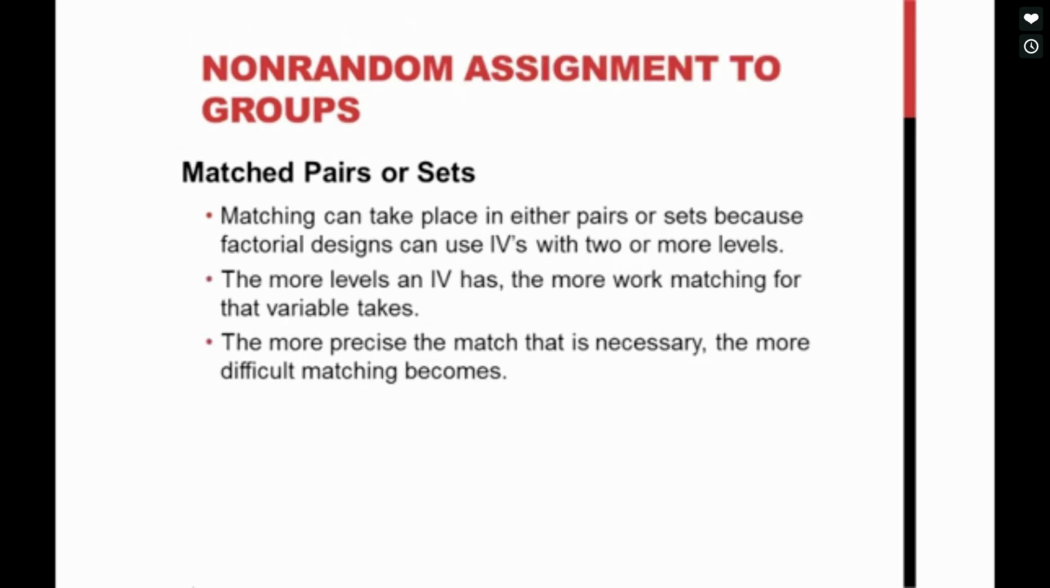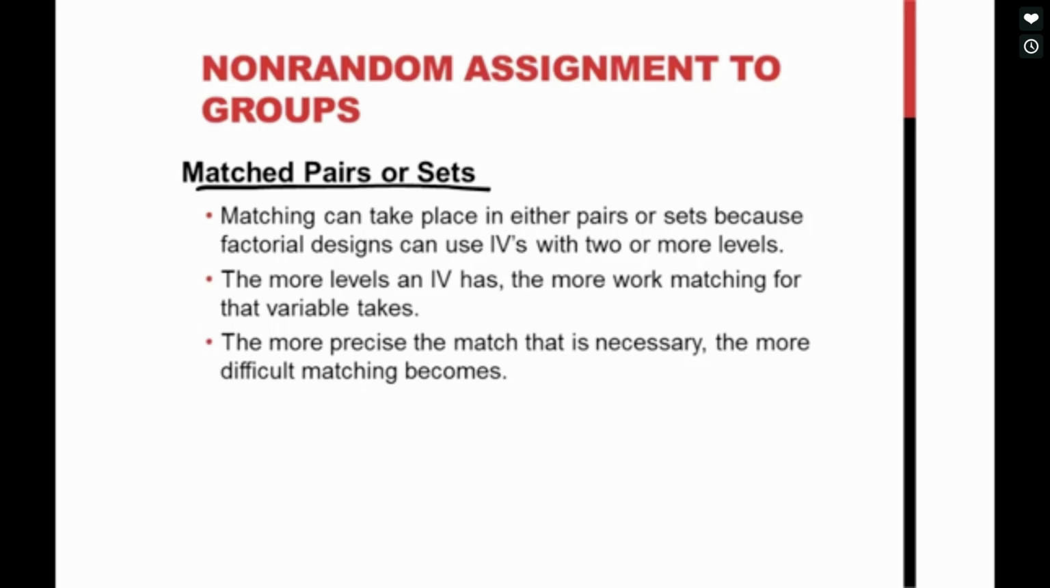Another type of non-random assignment to groups would be something called matched pairs or sets. Matched pairs or sets are where we actually take some confounding variable. Let's say intelligence is a confounding variable in the study that we're doing. And so we would measure all of our participants on intelligence ahead of time. And then we'd see all those people who actually have the same intelligence level. And we would put one of each of those pairs within each component of our experiment. So for example, if you have two people who have an IQ of 110, you'd put the first person into one group and the second person into the second group.